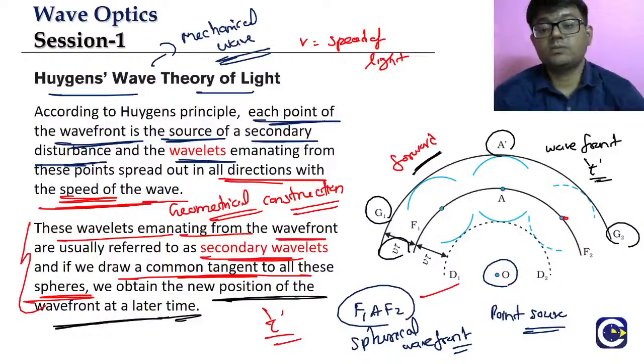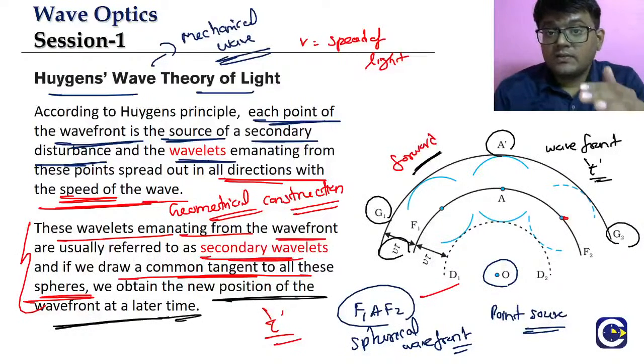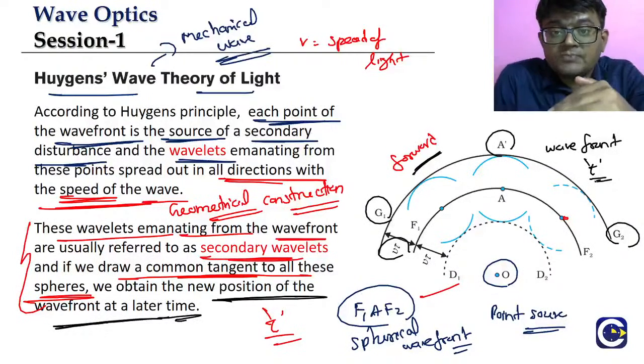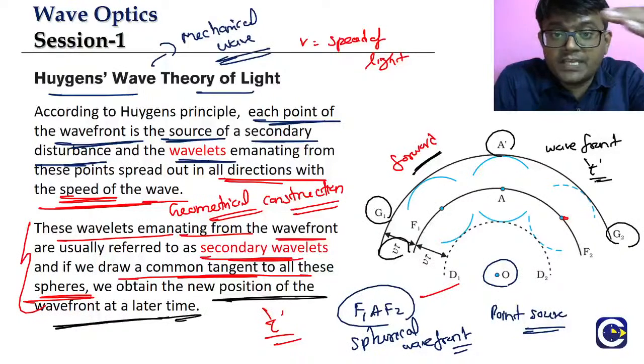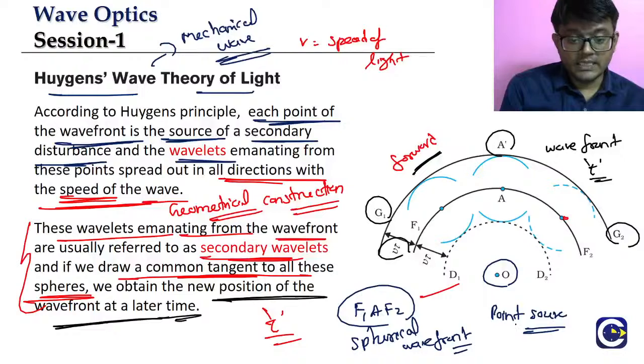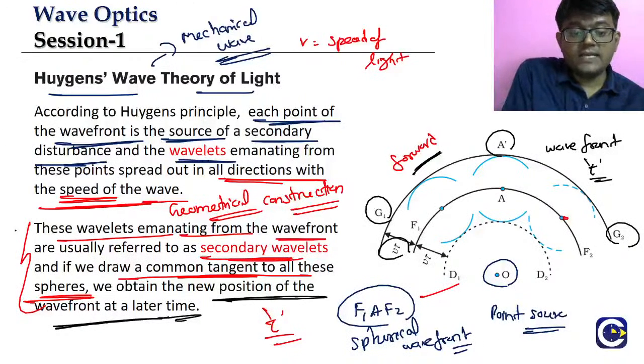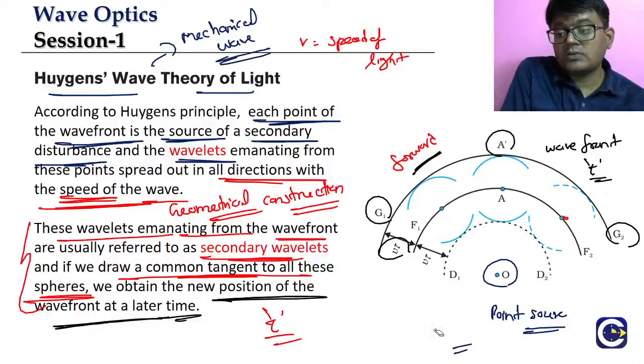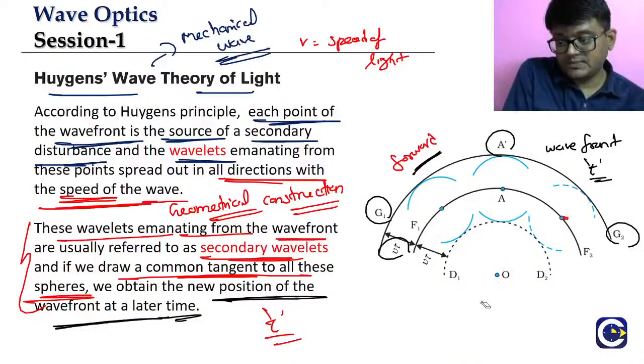Now we'll have a question. We have only focused on the wavelets moving in the forward direction. But remember what we said in the discussion about the wavelets: the wavelets will be traveling in all directions, right? Means the way they travel in the forward direction, they will also travel in the backward direction.